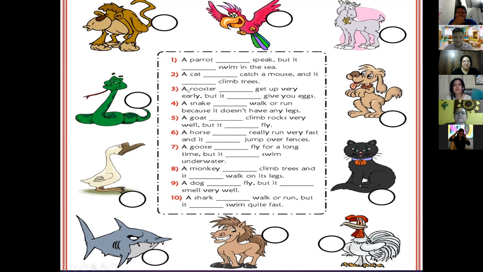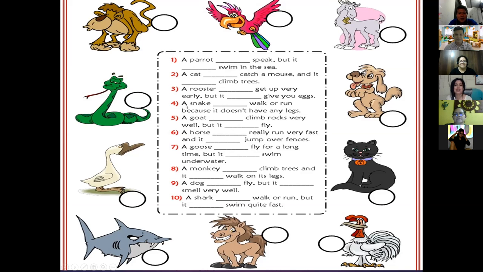Sure. Okay, Saba, go ahead. Rooster can get up very early, but it can't give your age. Okay, really good, nice, thank you. Remember that a rooster is a man, right? A gallito. Yeah, un gallito. La gallina sí pone los eggs. Mm-hmm. Really good. Thank you.